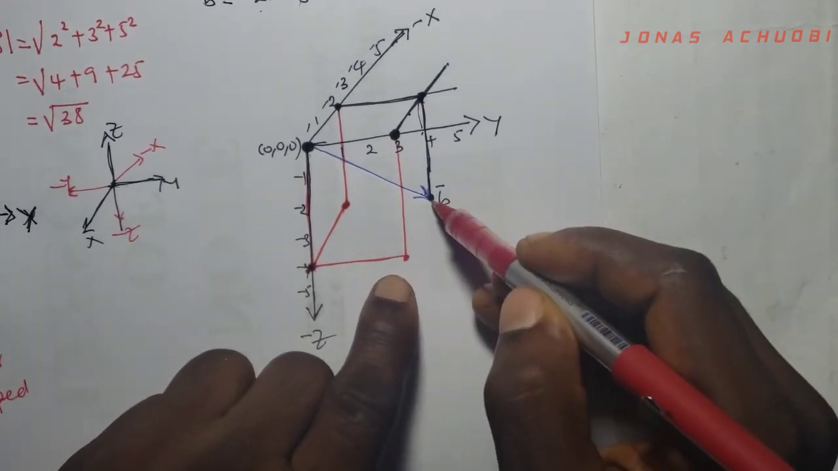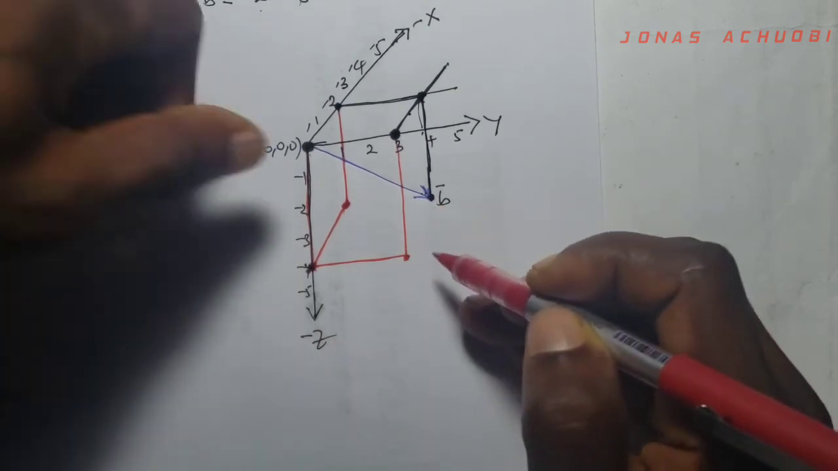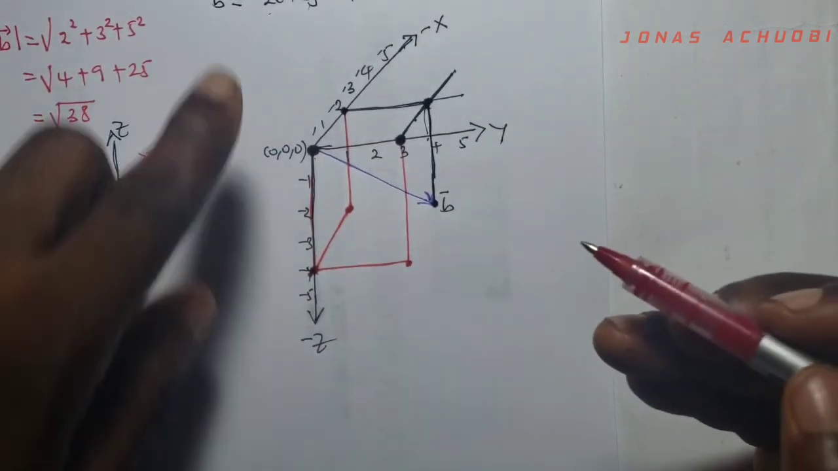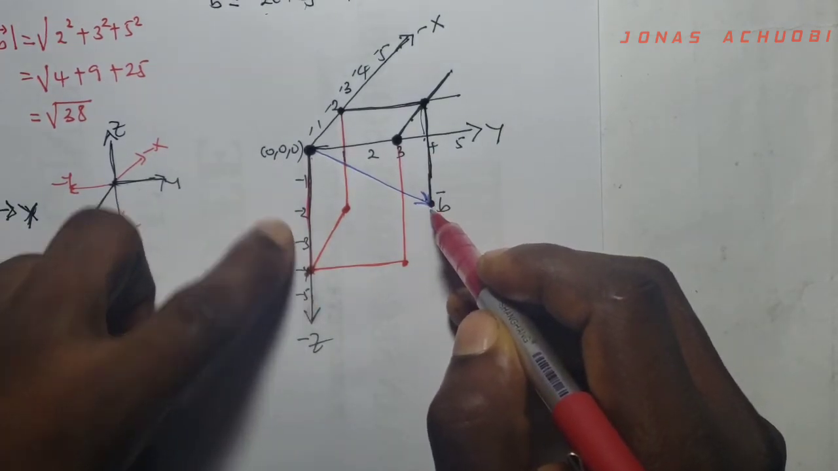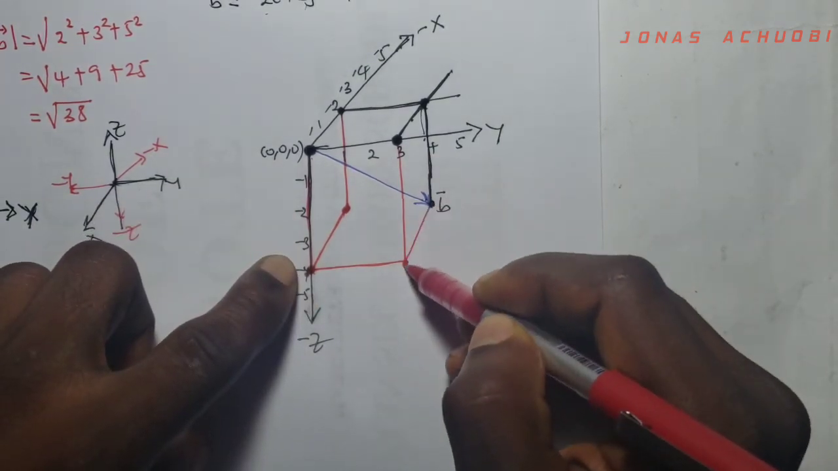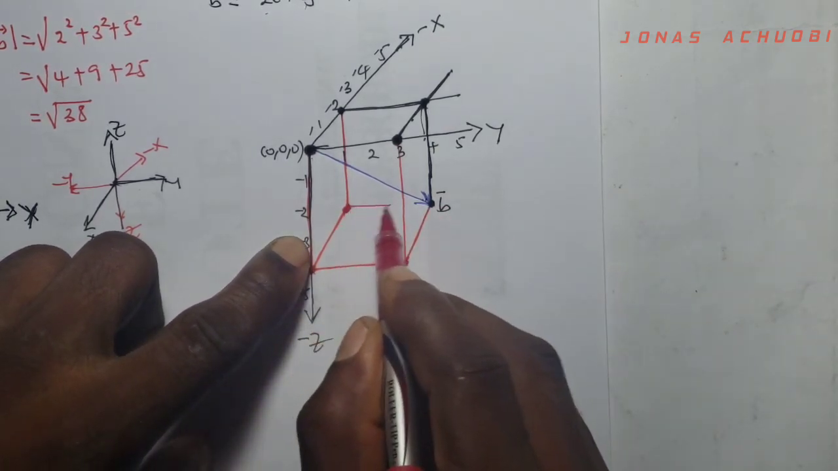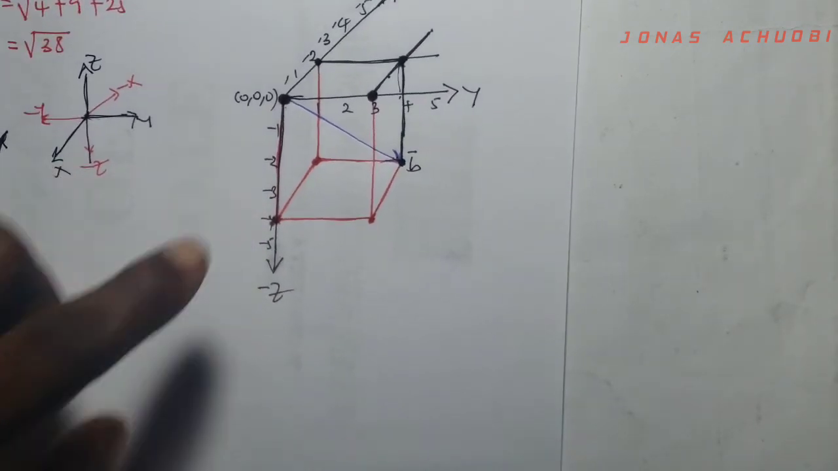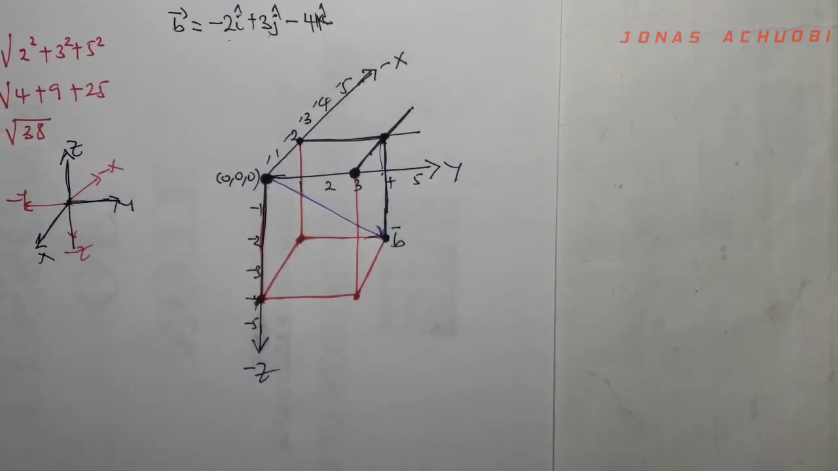We now join another line that joins this point, and that is parallel to the negative x-axis, and that will be 2 units again. Let's see. Here is 2, minus 2, here is minus 4. So again, 2 units, we join. Finally, we join these other 2 points here. And what we have again is a rectangular parallelepiped.